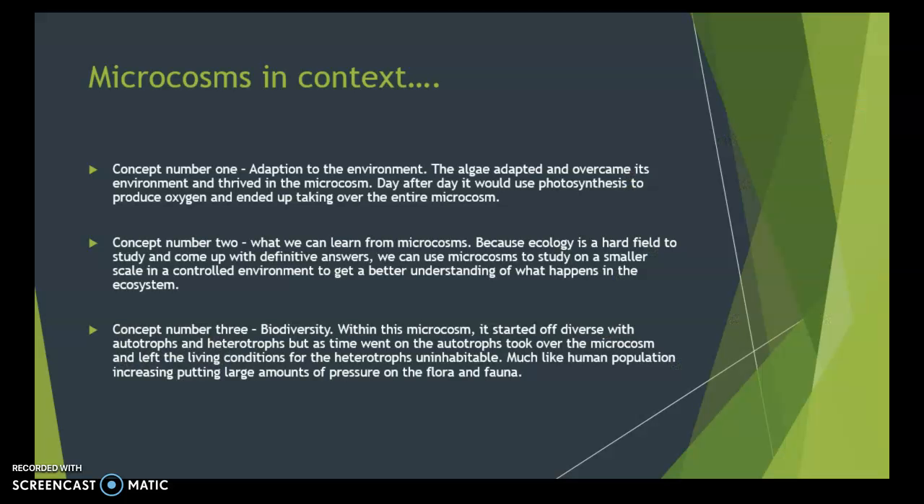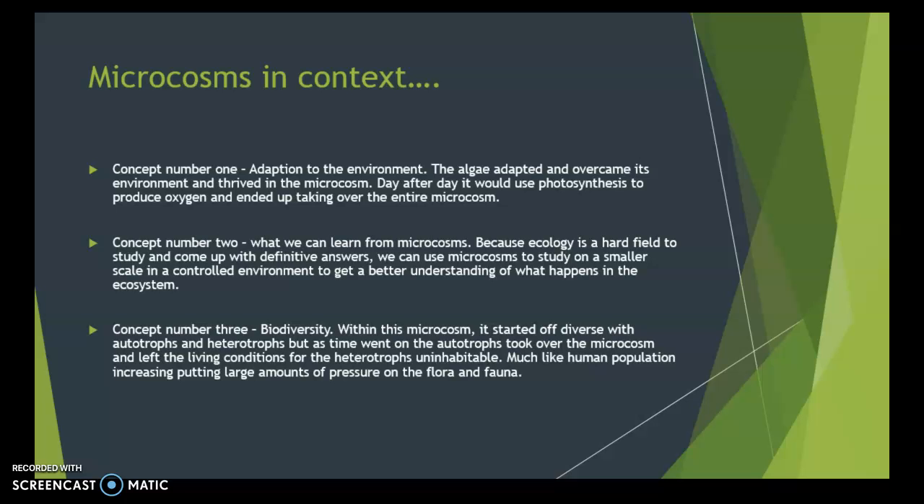Microcosms in context. Concept number 1 that I learned was adaptation to the environment. The algae adapted very well and overcame its environment and thrived in the microcosm. Day after day, it would use photosynthesis to produce oxygen and end up taking over the entire microcosm.